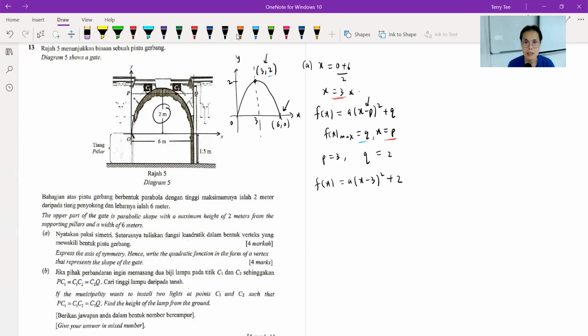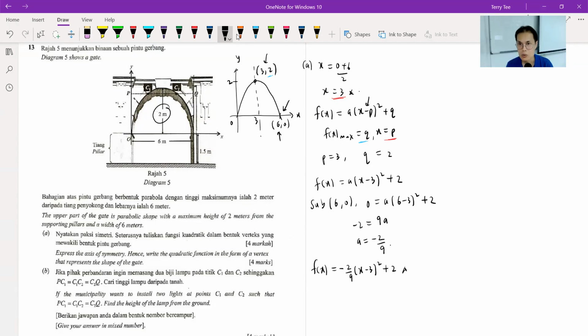In this case, it is this point 6, 0. Let's sub 6, 0 inside. My y is 0. My x is 6, right? So 6 minus 3 is 3. 3 squared is 9. So this is 9a. Bring the 2 to the left, -2. a is -2/9. So now that I know the value of a, I know my quadratic function f(x) is -2/9 (x minus 3) squared plus 2. Right? There you go. That's your f(x).